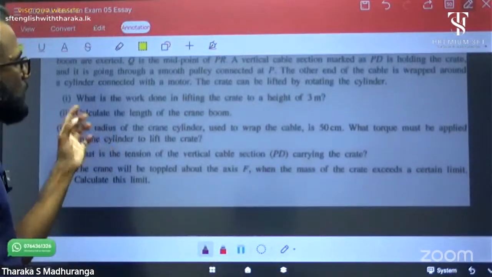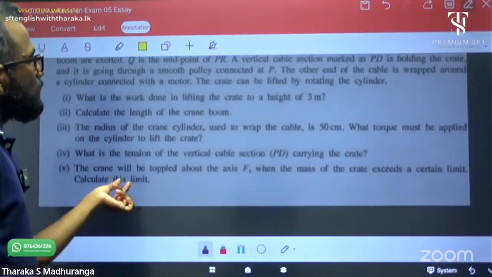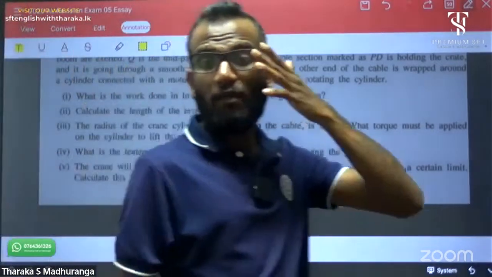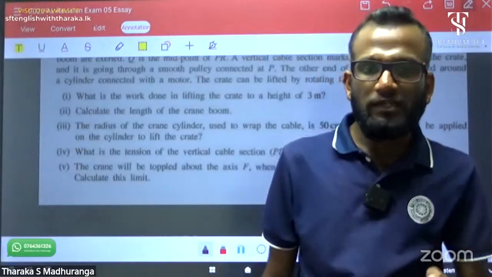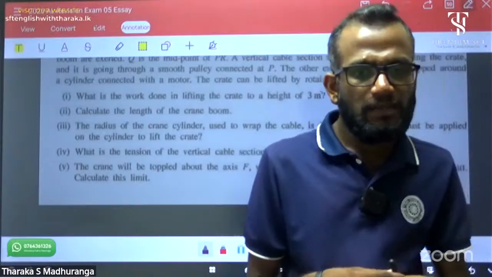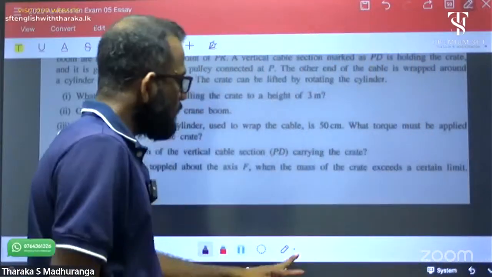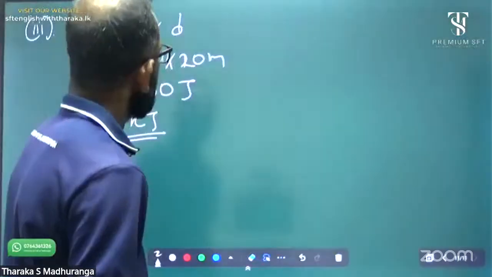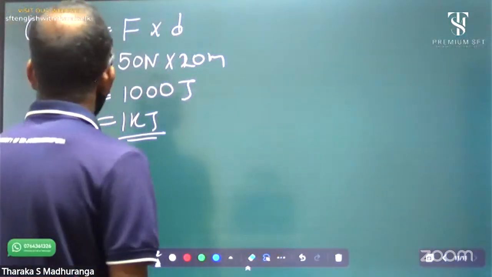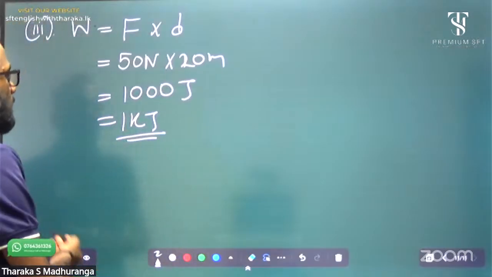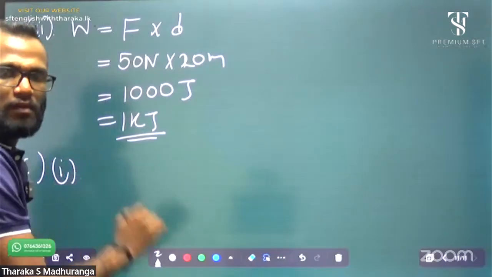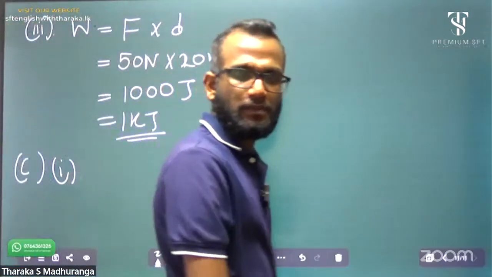What is the work done in lifting the crate to a height of 3 meters? What is the work done? Okay, what is the equation? Kabir, what is the equation? Part C, 1. What is the equation?